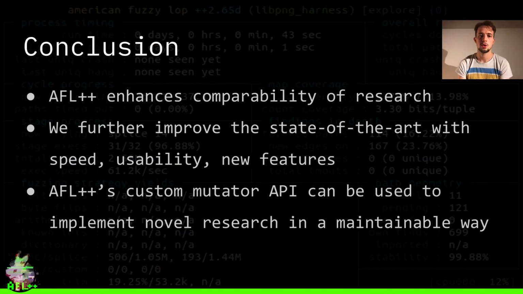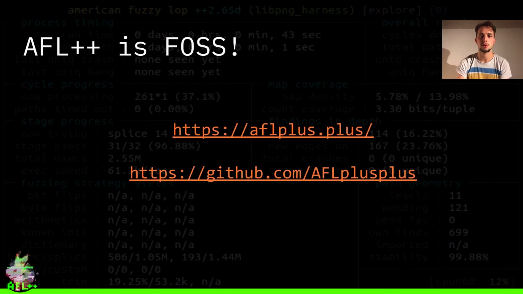Thank you. So, as a conclusion, AFL++ enhances comparability between different research approaches. We further improve certain parts of the fuzzing pipeline along the way. And we have an extensible Mutator API that can be used to implement research ideas in the future so that they can be mixed and matched with each other. And the best part, of course, is that AFL++ is completely open source.